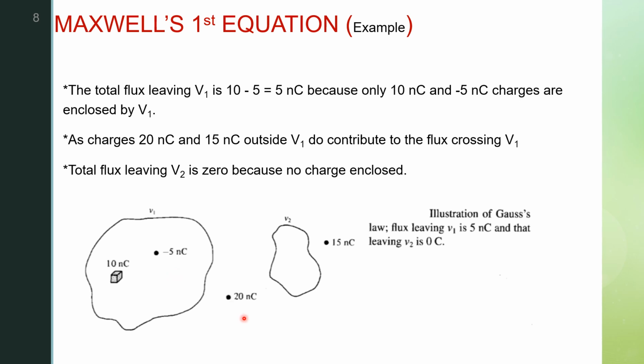Though charges 20 nanocoulomb and 50 nanocoulomb are present, they are outside. So 20 nanocoulomb and 50 nanocoulomb don't contribute to the flux crossing V1. So the net flux crossing V1 according to Gauss's law is equal to 5 nanocoulombs. Similarly, the total flux leaving the volume V2 is 0. Why is it 0? Because this volume encloses no charge. V2 encloses no charge.